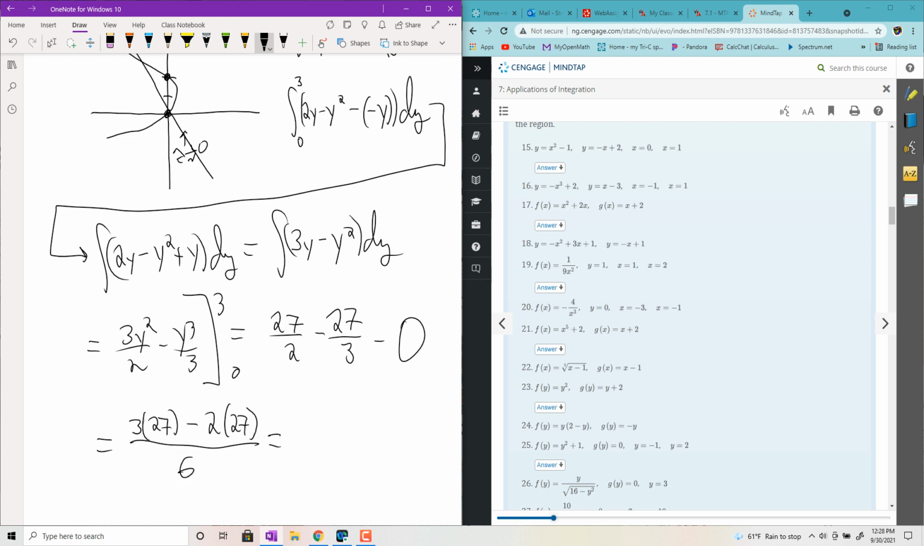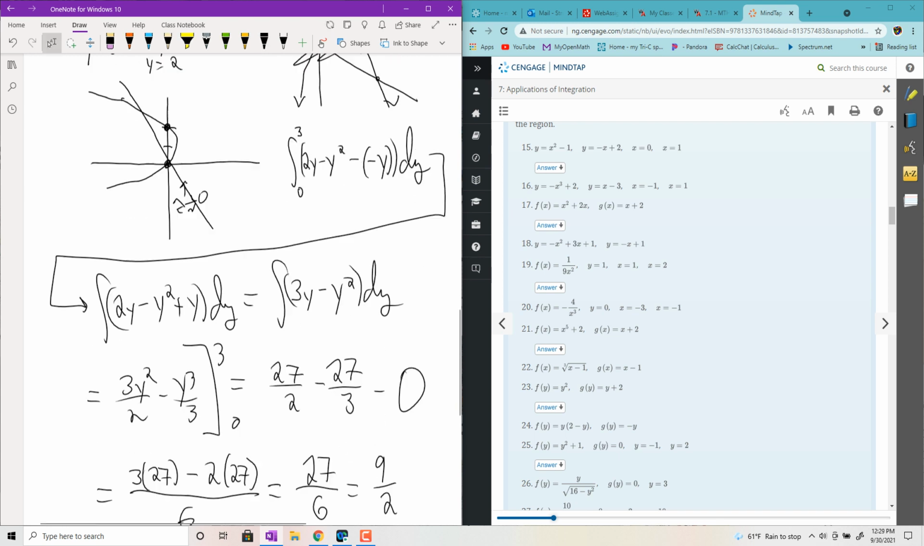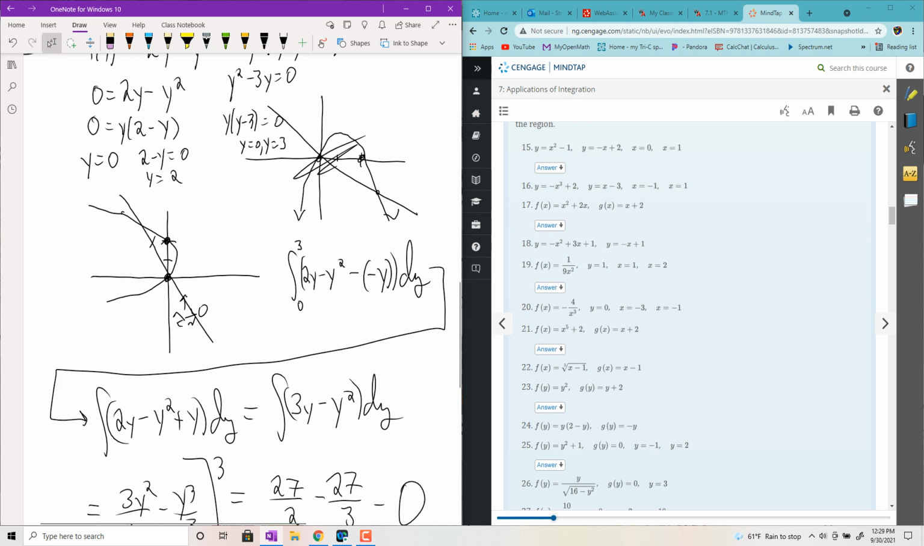And then 3/27 minus 2/27 is just 1/27, all over 6. Then you can divide top and bottom by 3, and you get 9/2 for your answer. Okay, so that's just finding the area between these two curves.